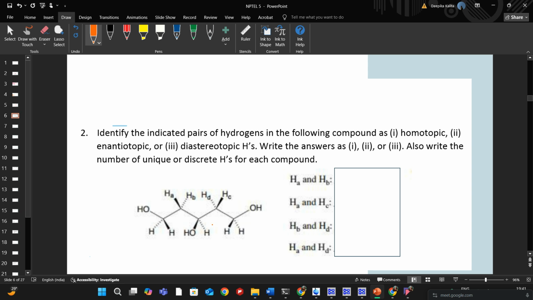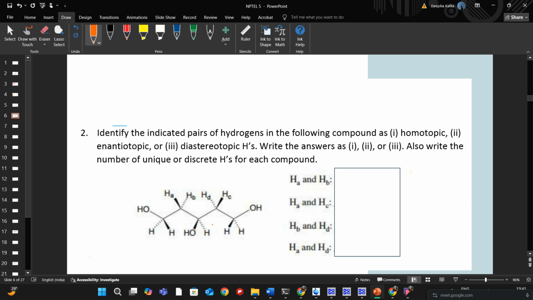In the next question, it is said to identify the indicated pairs of hydrogens in the following compound as homotopic, enantiotopic, or diastereotopic hydrogens. Write the answers as 1, 2, or 3. Also write the number of unique or discrete hydrogens for each compound. So at first, the HA and HB relationship is asked. You have to say these are either homotopic, enantiotopic, or diastereotopic.